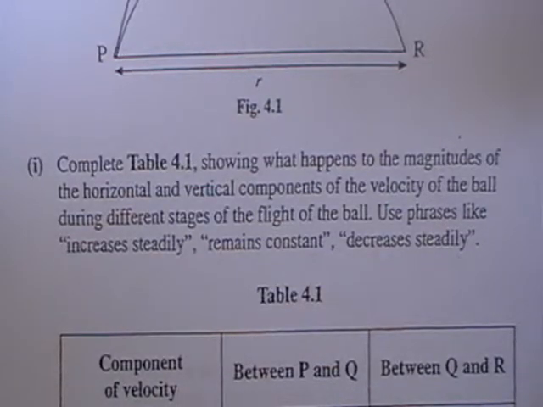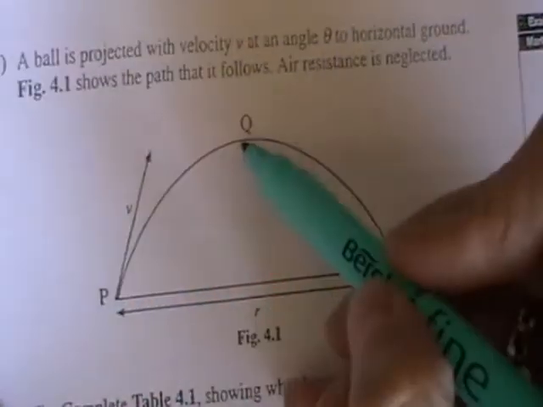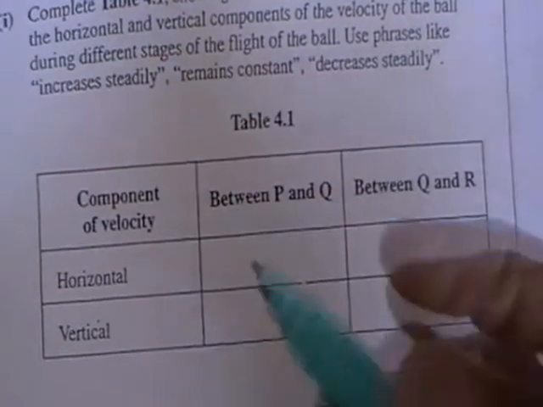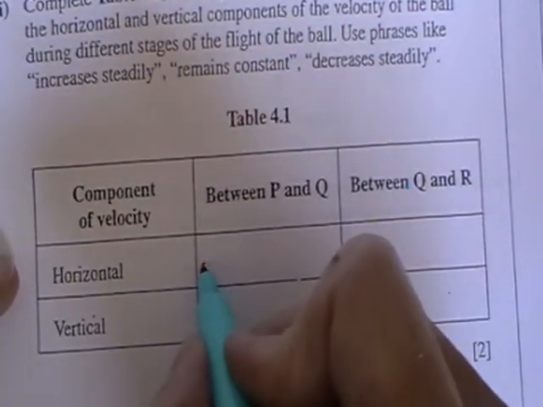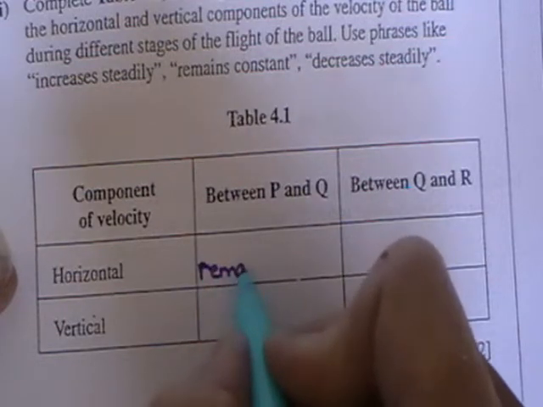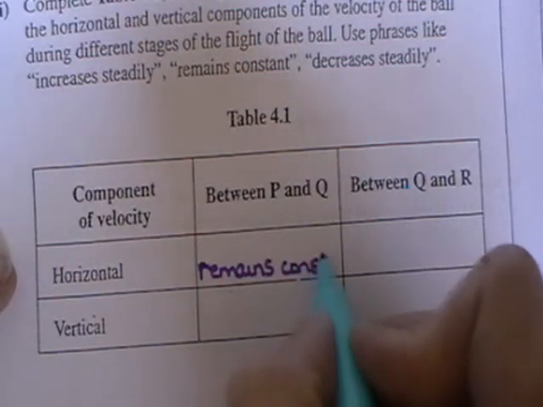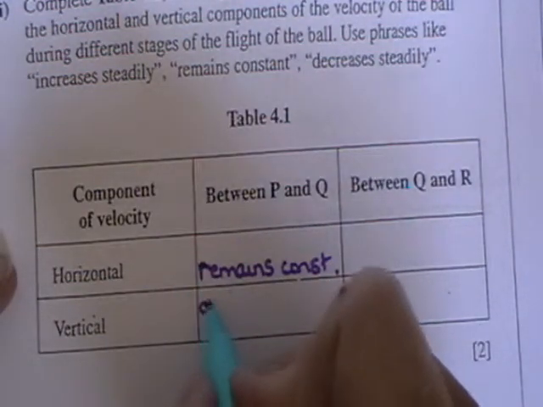Use phrases like increases steadily, remains constant, and decreases steadily. And it's broken up into between P and Q and then between Q and R. So if you have a look at the first half there of the projectile motion, the vertical velocity is going to decrease because it's slowing down due to acceleration due to gravity. So it's going to decrease steadily because there's a constant deceleration till it gets to here. The horizontal velocity never changes, so it remains constant. So we're going to write in here that the horizontal velocity remains constant and that the vertical velocity decreases steadily.